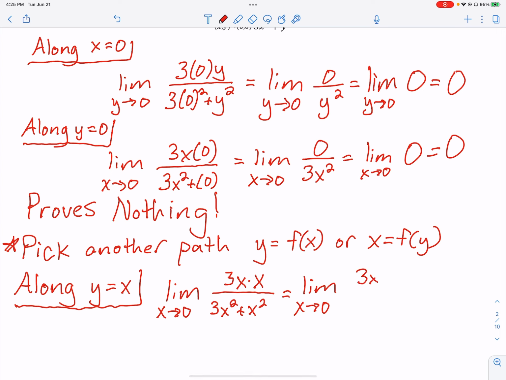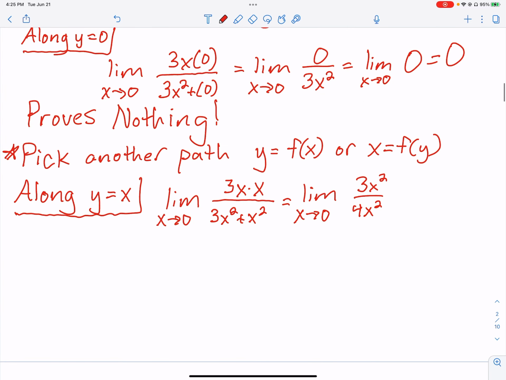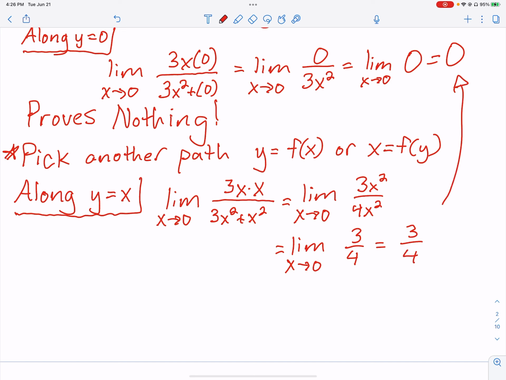I get 3x squared on top. I get 4x squared on bottom. What this does is it creates that constant. The limit as x approaches 0, we get 3 over 4, which is not 0. So we can write out our finishing line. Some teachers are going to make you write more here, maybe in your physics classes.